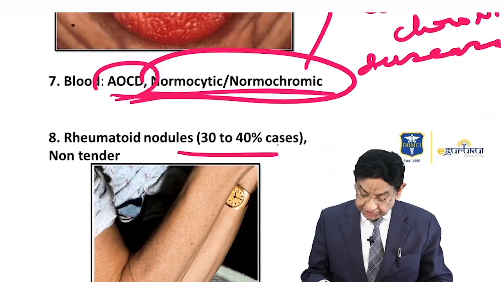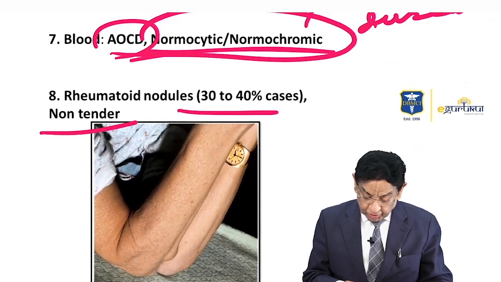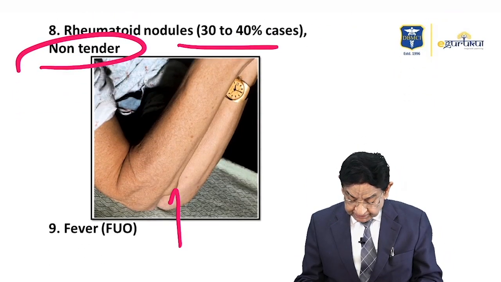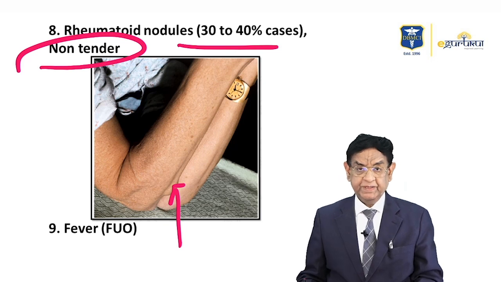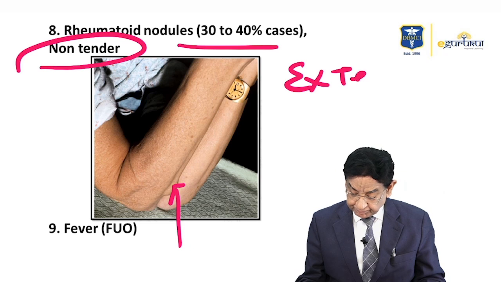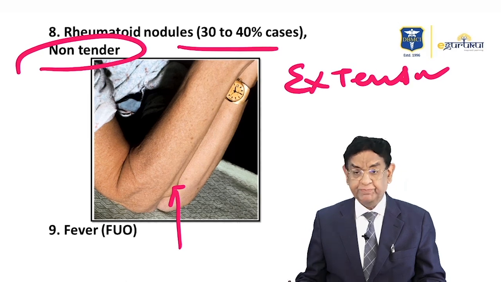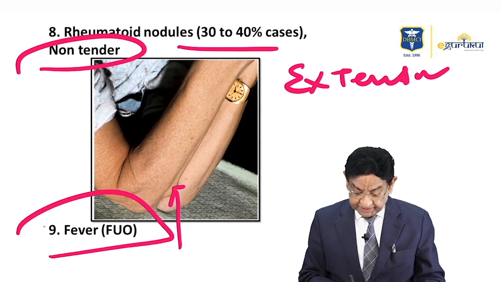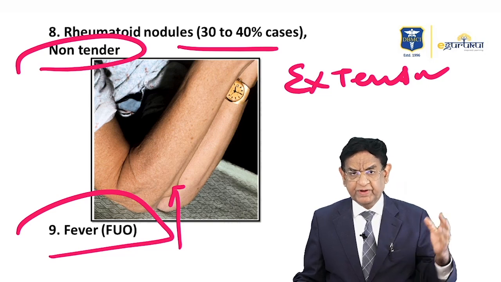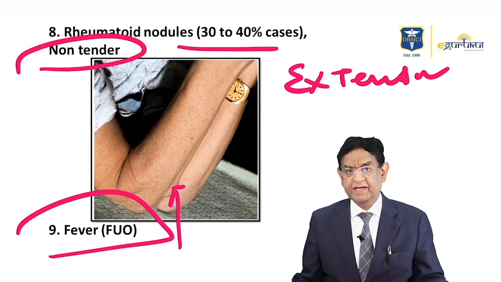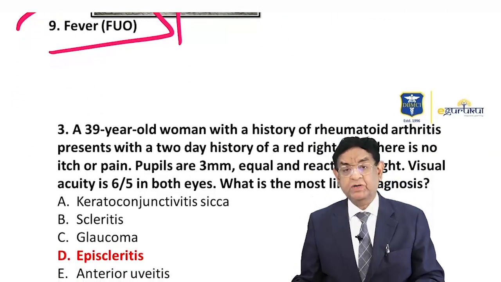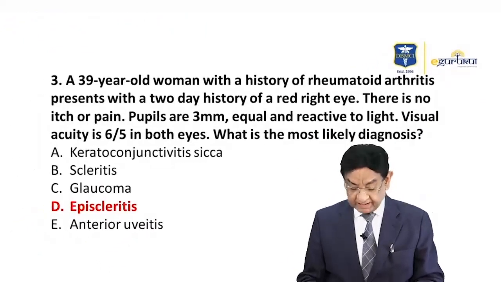Nodules are seen in 30 to 40% of cases, and they are non-tender. Point to be noted very carefully. You can see nodules are there, but they are non-tender, especially on the extensor aspect of the bones. Finally, the patient may come with fever of unknown origin, and remember, RA may be a cause of fever of unknown origin. With this background, the answer to this question was episcleritis.